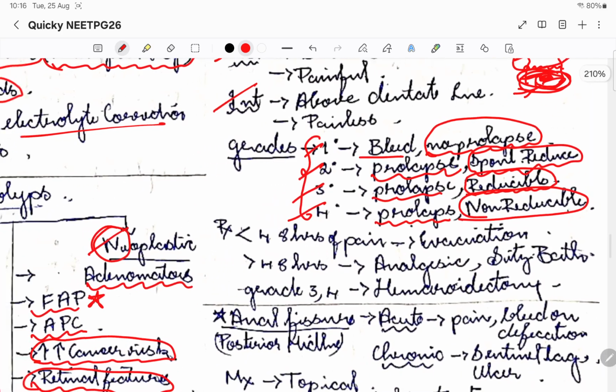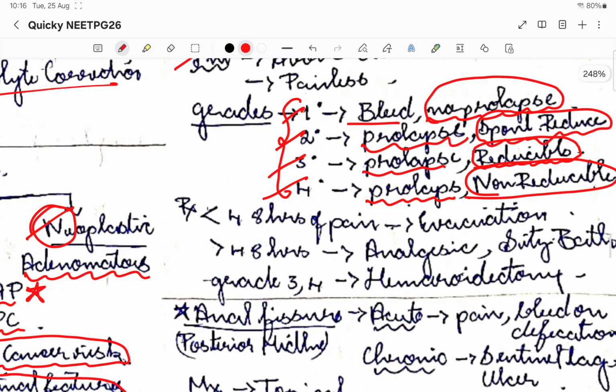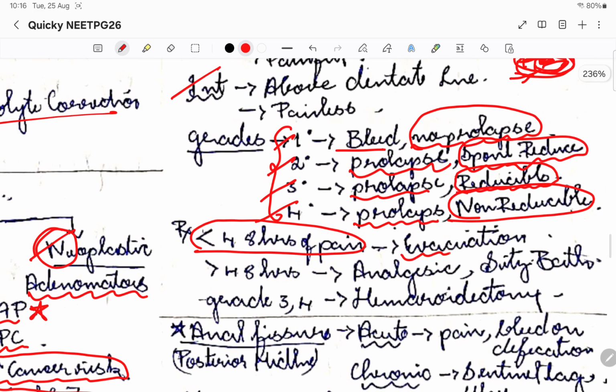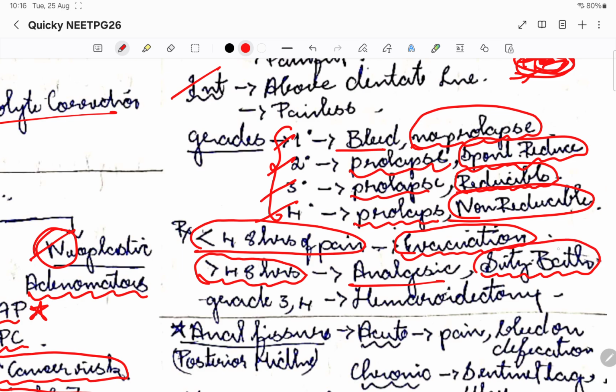Okay, then coming to management, if it is less than 48 hours of pain that is occurring, it is going to be evacuation that we are going to do. So we'll remove that particular vein that is affecting. If it is more than 48 hours and it is a bearable pain, we'll give some analgesics and tell them to do sitz bath. Sitz bath, you know that, right? A bowl or a tub of water, and we'll tell them to sit exposing the anus. This is how we tell them to do the sitz bath.